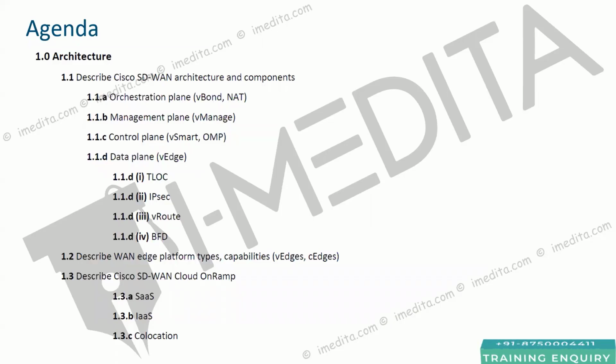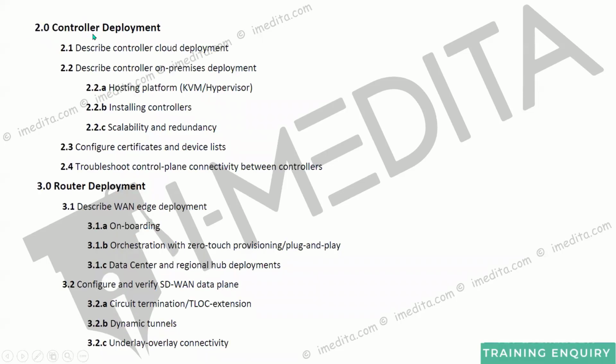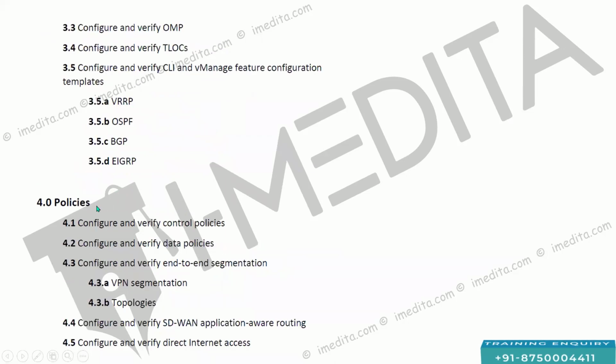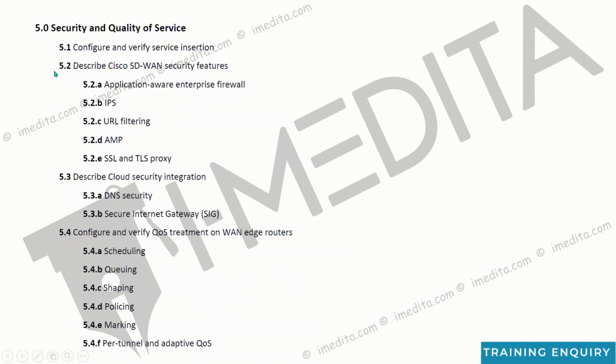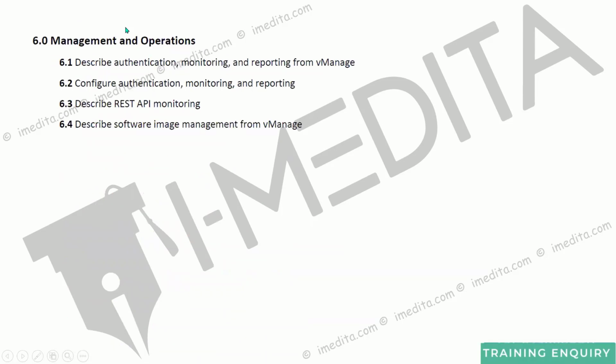As per the content, the first unit that we have to cover in Cisco SD-WAN Viptela is the SD-WAN architecture. Then we'll talk about deployments of the controller, then the router deployment, then policies, and then security and quality of service. At the very end, we will talk about management and operation, typically day 2 operation. So the entire content is divided into 6 units.